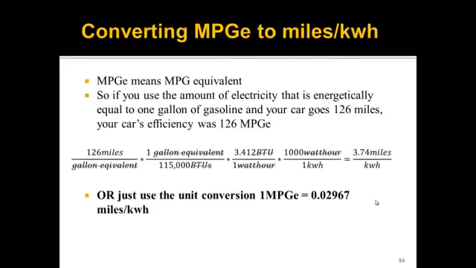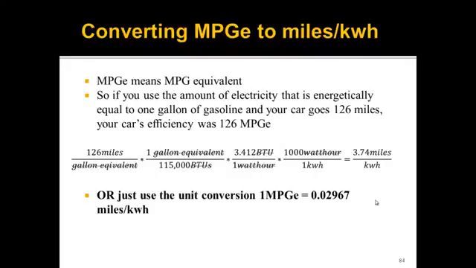MPGE really stands for miles per gallon equivalent because we're not putting any gasoline into our car, so gallons doesn't make any sense because there's not gallons of gasoline. We're putting electricity into the car. So we're really talking about gallons equivalent. So think about this example. If you use the amount of electricity that is energetically equal to 1 gallon of gasoline, and your car goes 126 miles, your car's efficiency was 126 miles per gallon equivalent. So that's why it means gallon equivalent, because we're using the energy equivalent of 1 gallon of gasoline. We're not using any gasoline, just 1 gallon equivalent of energy.